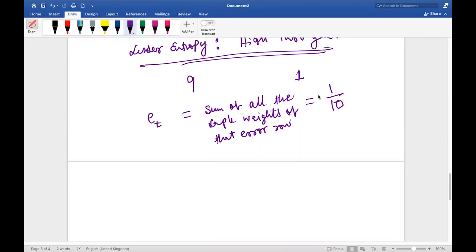So this is the total error. In this case, it is only one row in which the weak learner exists. That is the reason I'm taking 1/10. If it was 2/10, 3/10, n/10, you would have taken that. Okay. What is my step 3? We would be calculating the performance of that stem.